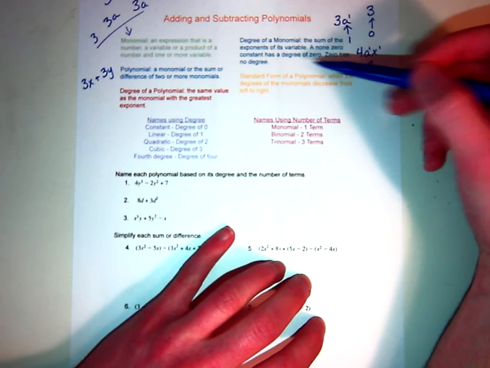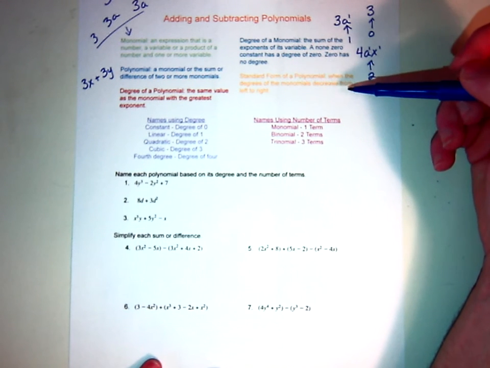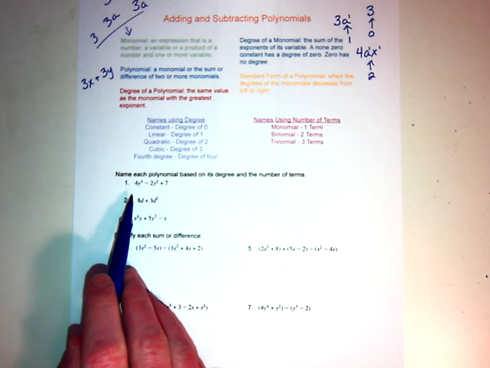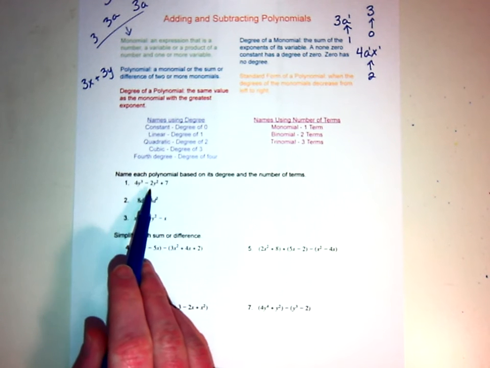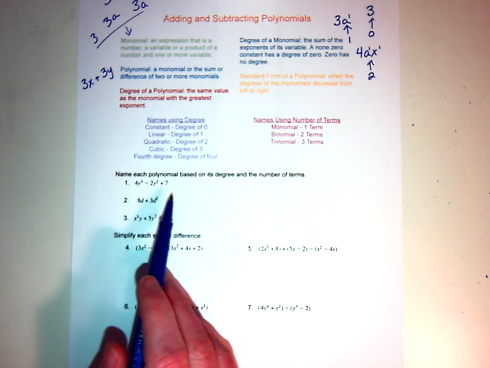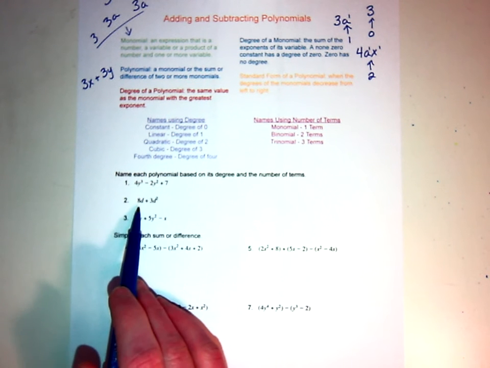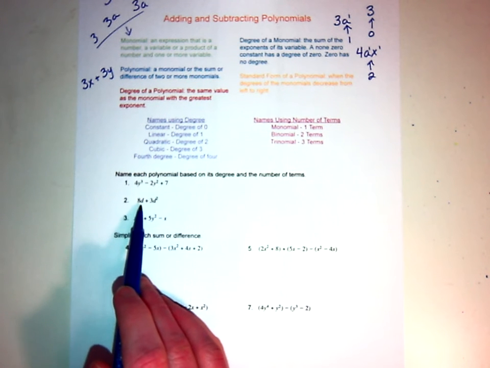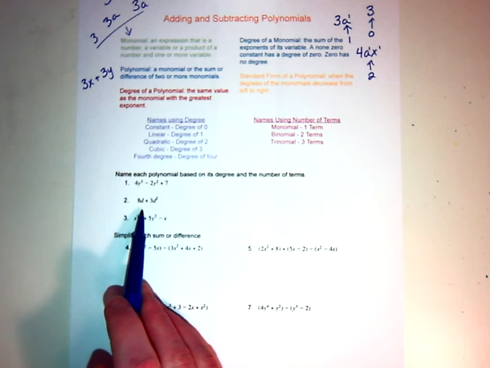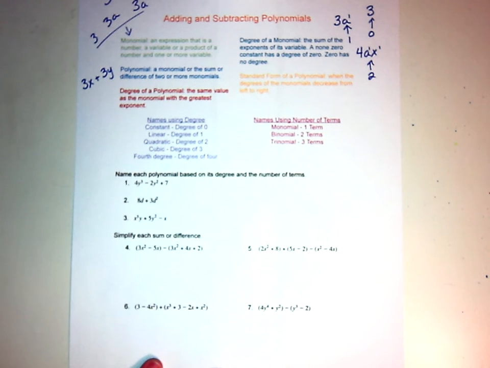Standard form of a polynomial is when the degrees of the monomials decrease from left to right. An example of that, number 1 here, says 4y to the third power minus 2y to the second power plus 7. So the degrees decrease as it is read from left to right. Number 2 is not in standard form because it's 8d plus 3d to the second power, so the degrees actually increase from left to right.